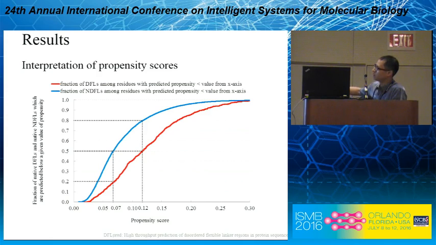And by using scores 0.12 and above, we can find half DFLs and 20% non-DFLs, because in this case, about 80% non-DFLs are below this score. So in other words, scores below 0.07 are more likely to be non-DFLs, and scores above 0.12 are more likely to be DFLs.